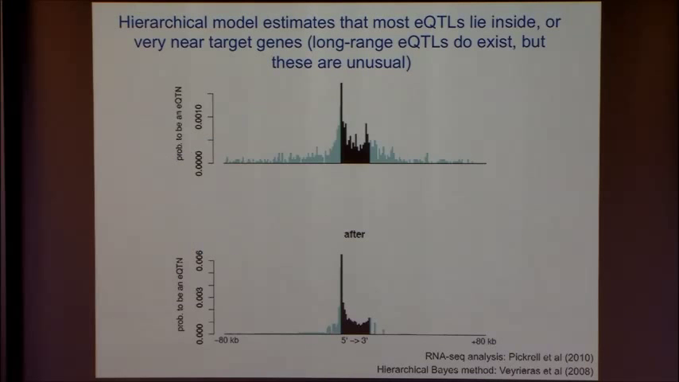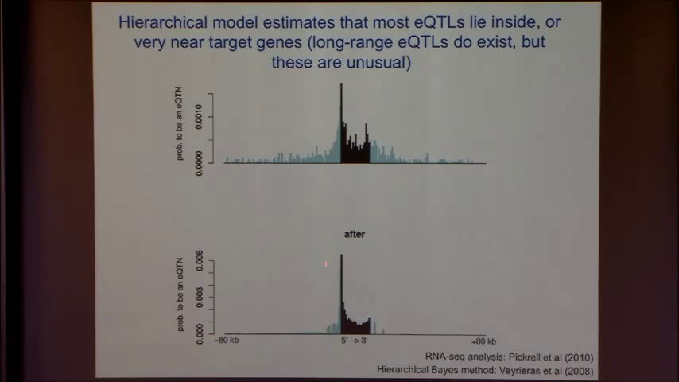So just to give you an example of this, here's a plot that shows you basically a density plot of the locations of EQTLs around target genes. In the top plot, we're just taking the most significant SNP for each EQTL. So basically, if there's a SNP that's significant above some threshold, then we plot the location of the most significant SNP for that gene. This shows you the upstream region for each gene. The black bit shows you the transcript, and the right-hand side shows you the downstream region.